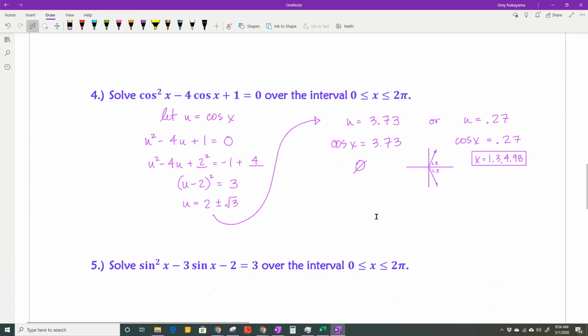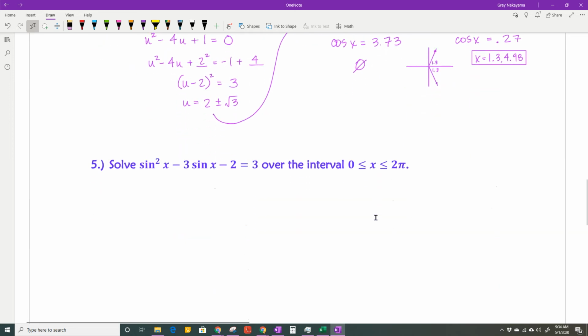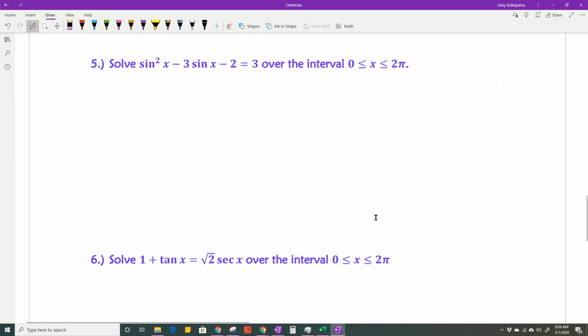Okay, moving right along. Let's do another one of those. We have solve sine squared x minus 3 sine x minus 2 equals 3 over the interval from 0 to 2 pi. Again, y'all, you see a sine squared, okay? That's quadratic-like, which means that I need to set it equal to 0. So I'm going to subtract 3 from both sides to set it equal to 0. I am using the substitution.